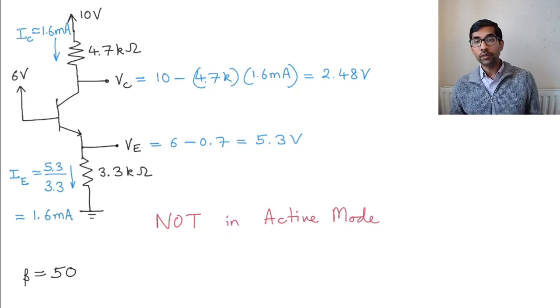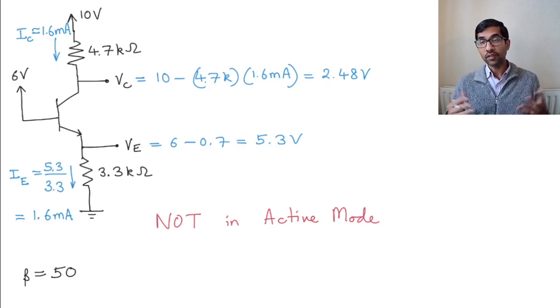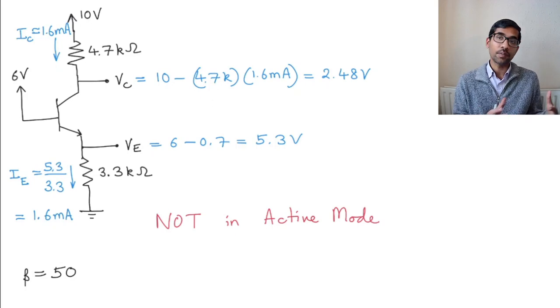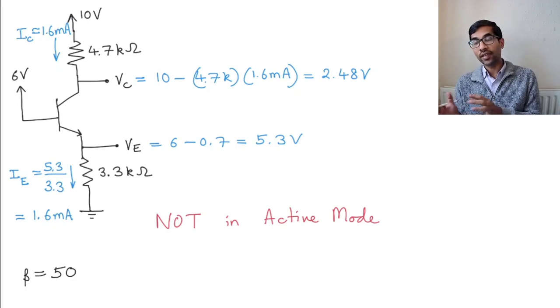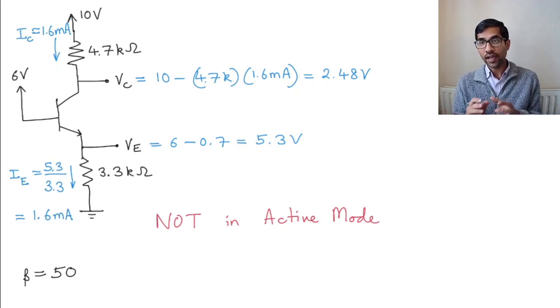What we are going to do in the next video is make the assumption that, because this is not in active mode, it has to be either in the cutoff or in the saturation mode. And I think after the active mode, the best way to do it is go to the saturation mode and look whether this transistor is in saturation mode.